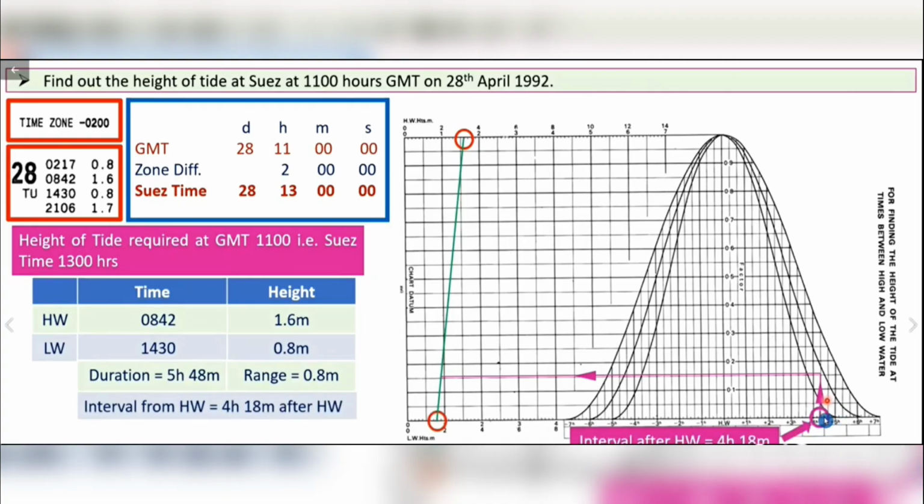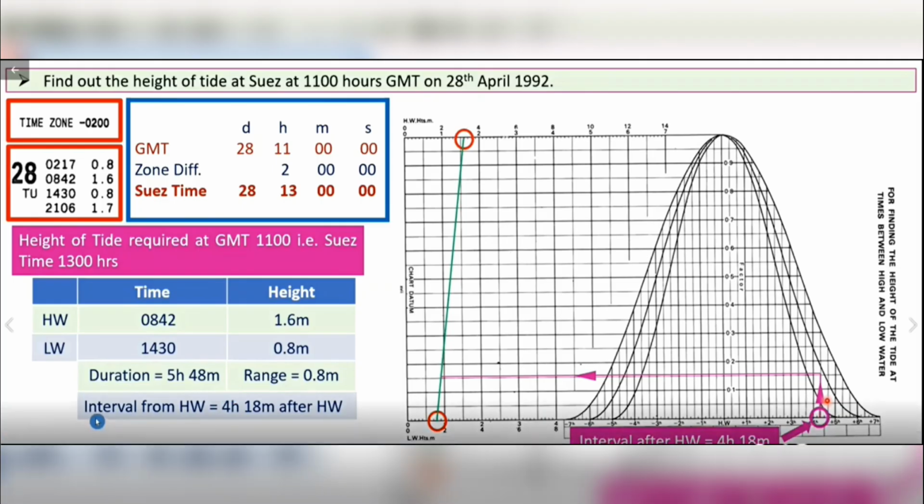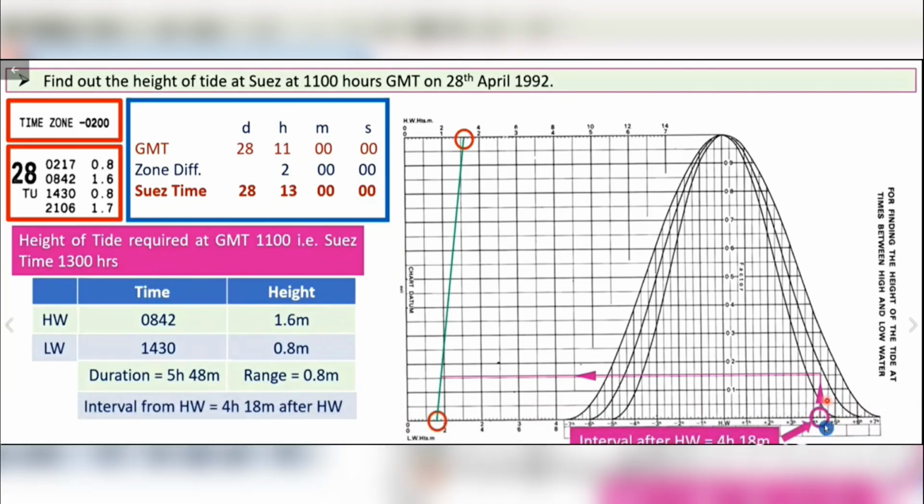ये जो पॉइंट हम सिलेक्ट करते हैं ना, this point is dependent upon the interval from high water. इंटरवल. अब हमारा इंटरवल कितना है? हमें जिस टाइम के लिए टाइड चाहिए वो है 1300 आवर्स. हाई वाटर का टाइम है 842 आवर्स. हमारा इंटरवल है 4 hours 18 minutes. Okay sir, मैं ड्यूरेशन और इंटरवल में थोड़ा कंफ्यूज हो गया था. ठीक है सर, thank you. So that is why we kept it at 4 hour and 18 minutes.